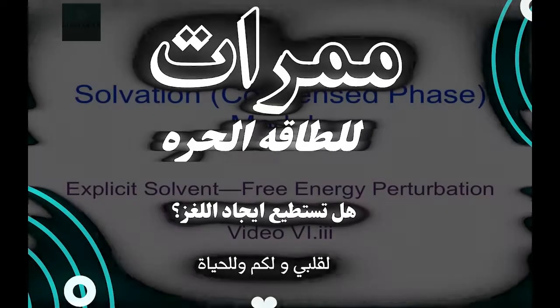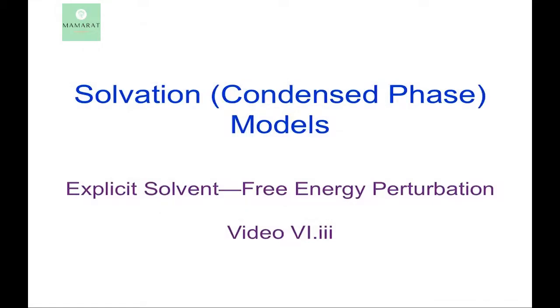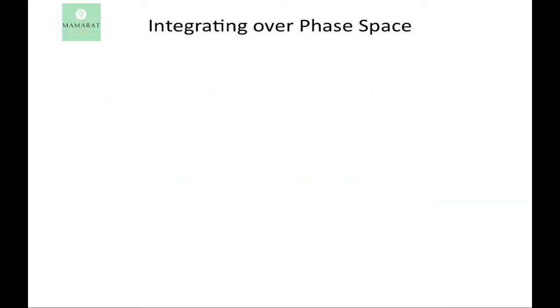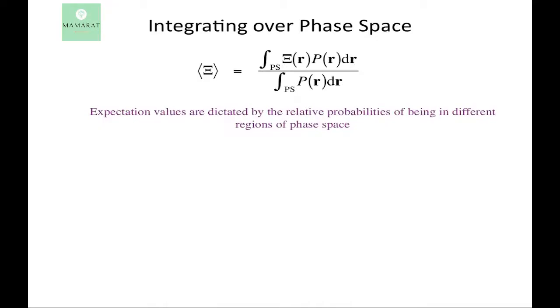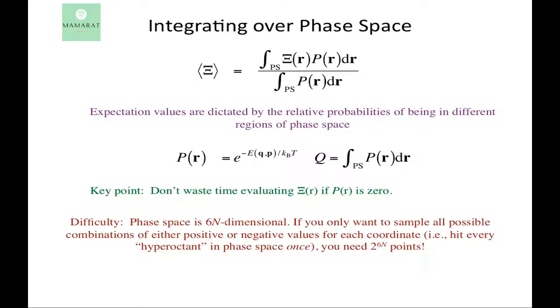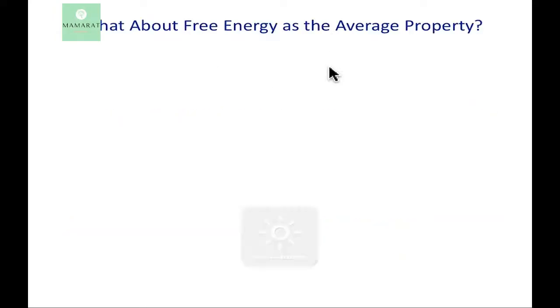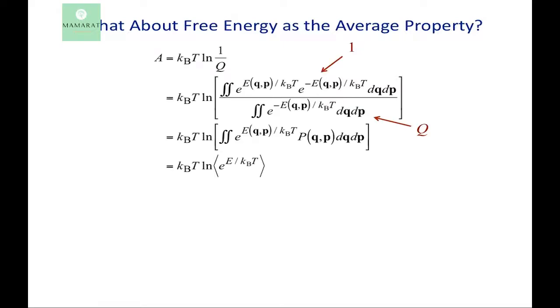Continuing with our examination of explicit solvation models, I want to take a look next at free energy perturbation techniques. I'm going to show a slide I've shown several times now, so I'm just going to put everything up here: expectation values are given as integrals over phase space of properties weighted by probabilities. But what if the property you're interested in is actually free energy? That's certainly an important property.